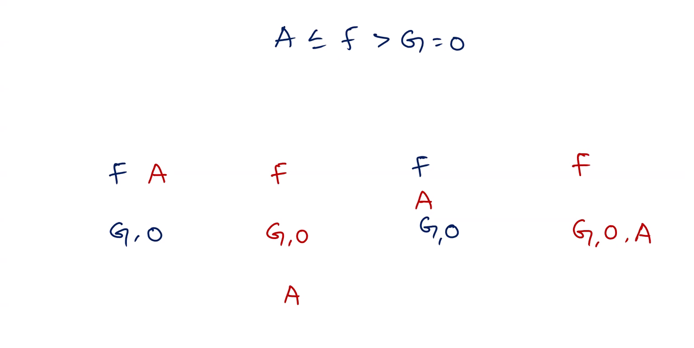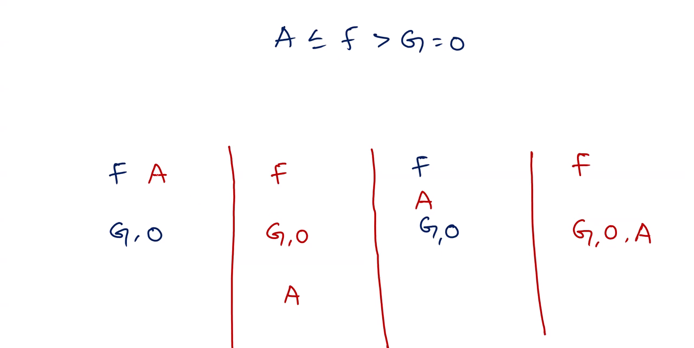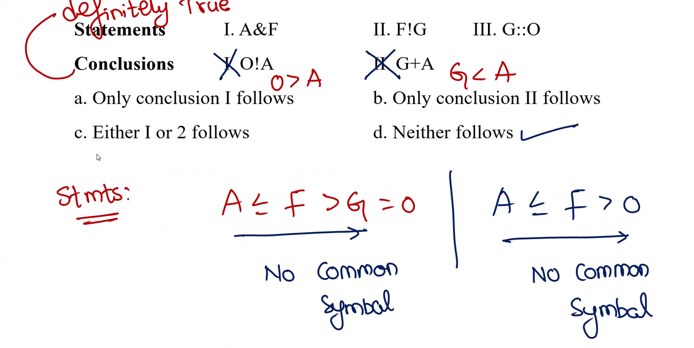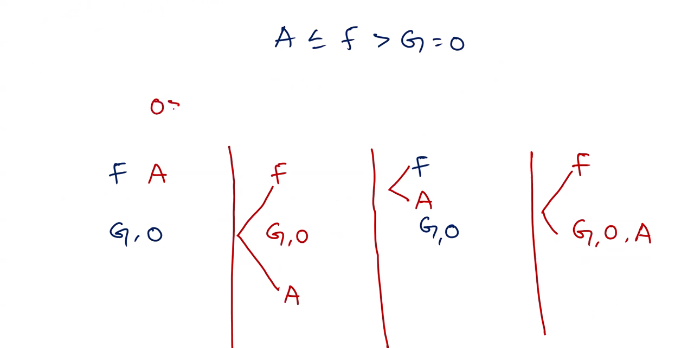Guys, see, all these diagrams, all the arrangements are correct only. G and O are equal. You observe A is either less than F or equal to F. It can be equal or it can be less than. Here, yes, you observe A less than F only. Here, A less than F only. A equal to F. Fine. Now, is O greater than A true in all diagrams? Is O greater than A true in all diagrams? Here O less than A, right? Here O less than A.